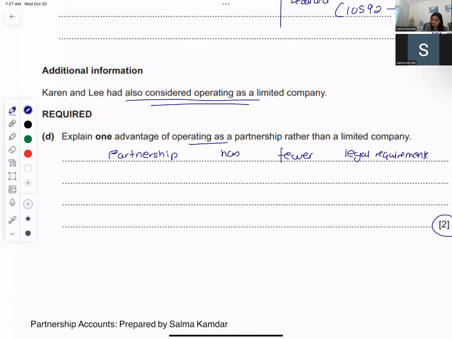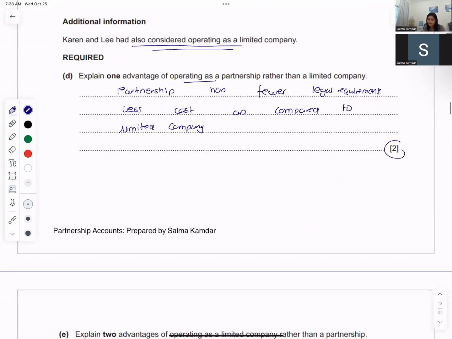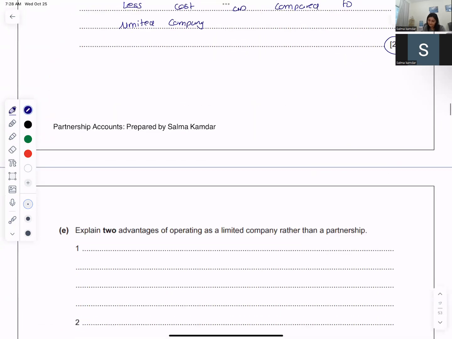That means it has less cost as compared to a limited company. You can write more other things. A limited company has more legal documentation. They have to publish their accounts, whereas a partnership does not have to do any such thing. So any advantage of partnership over limited company you can write.